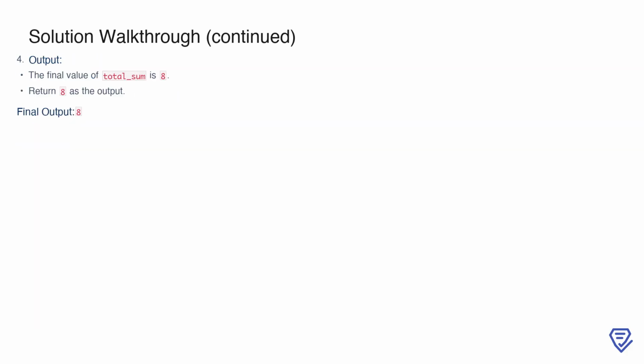After completing the iteration over the input list in the complex case, we find that the final value of total_sum is 8. This value is returned as the output, representing the sum of all the elements in the list, 5, -3, 8, -2. The output for this example is confirmed to be 8, demonstrating that the solution correctly handles lists with both positive and negative values, as well as varying lengths and compositions.